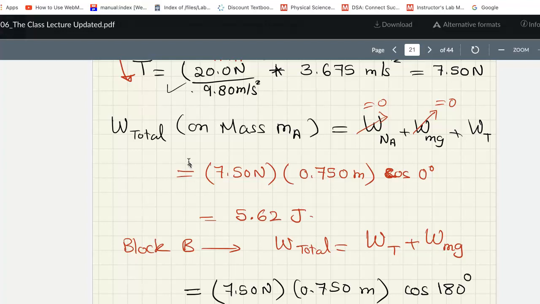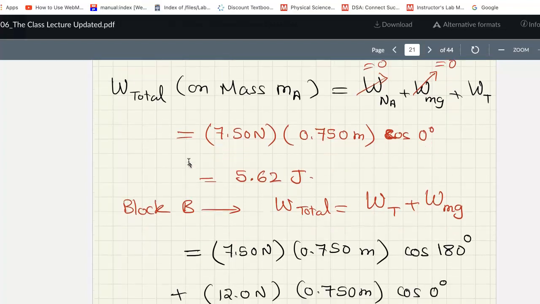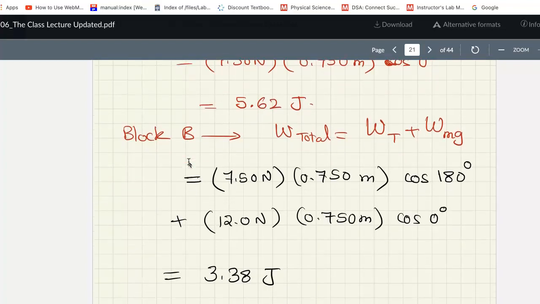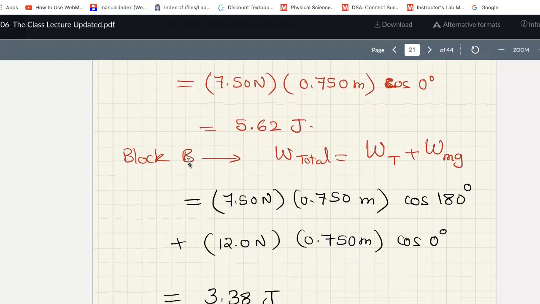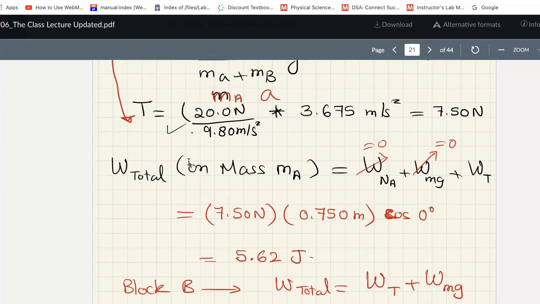For block B, the work total is going to be the work done by the tension plus the work done by m g. The tension is upward, therefore cosine 180, and for the weight it is downward, then it's going to be 0, and this is the work done on block B.